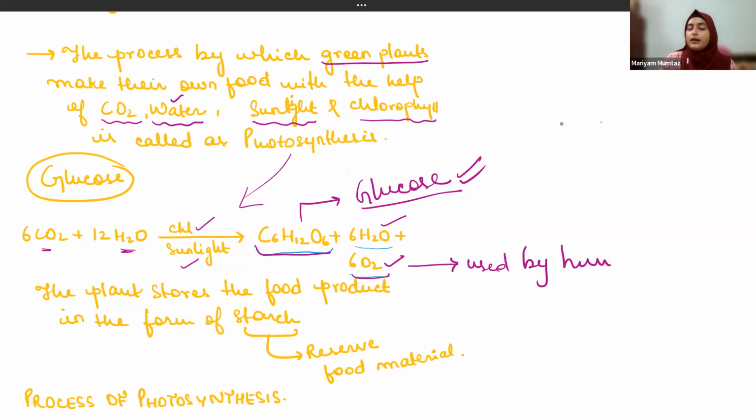Now see, why are plants known as autotrophic? First reason is that they make their own food, right? They are not taking anybody's help. Rather, they are taking carbon dioxide, water, and in the presence of chlorophyll, which is present in their own body, and in the presence of sunlight, they make their own food.